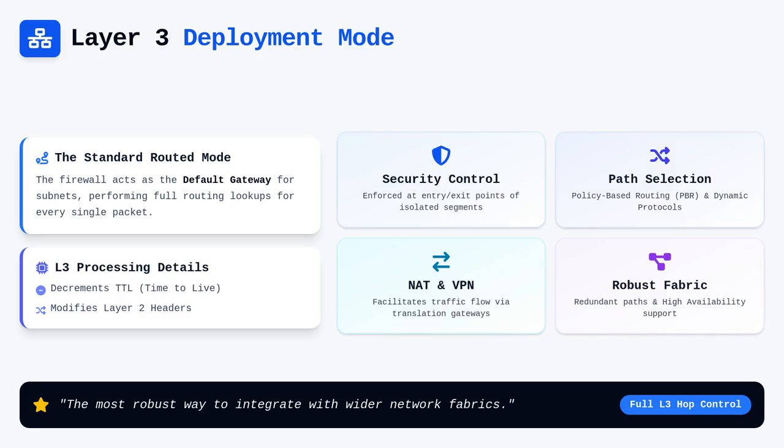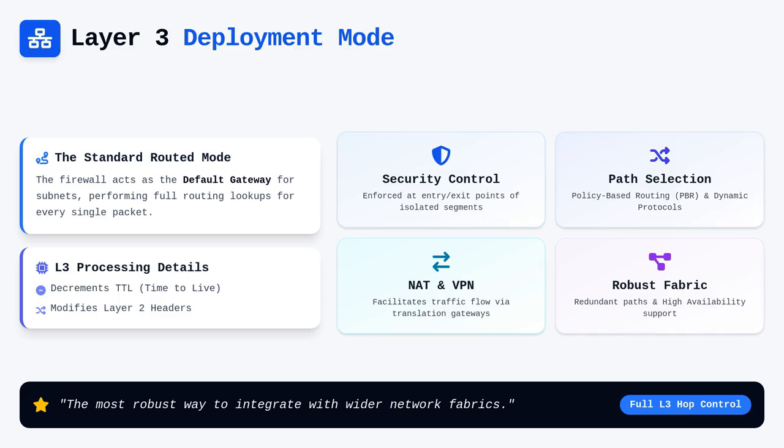Layer 3 deployment is the standard routed mode where the firewall acts as a gateway for your subnets, performing full routing lookups for every packet. In this mode, you configure interfaces with IP addresses in their respective subnets, and the firewall uses its routing table or dynamic routing protocols to determine the path for ingress and egress traffic. Unlike the previously discussed modes, Layer 3 processing involves the decrementing of the TTL field and potential modifications to the Layer 2 header as the packet moves across subnets.